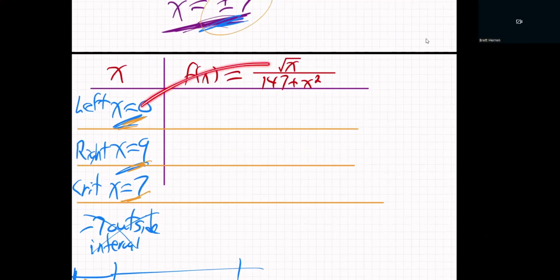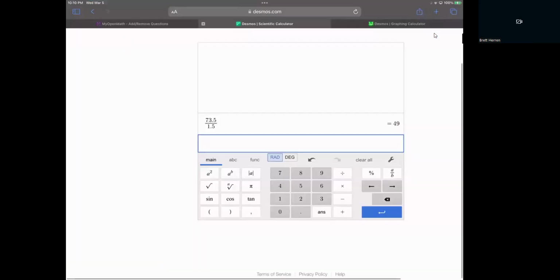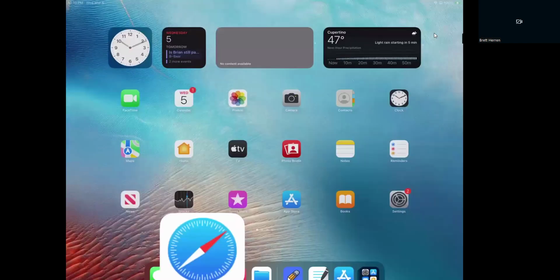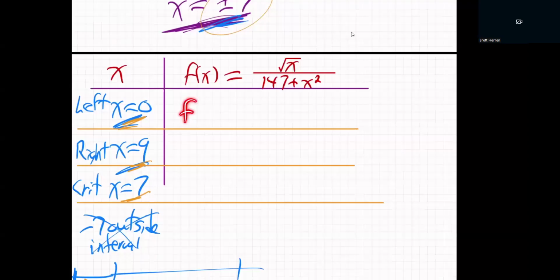I'm going to go now to Desmos and plug in 0. Obviously it's going to be 0, but I'll show it anyway. Let's go. Fraction. On the top, it's the square root of 0. On the bottom, it's 147 plus parentheses 0 squared. So that's 0. That one's easy. F equals 0. Now plug in 9.